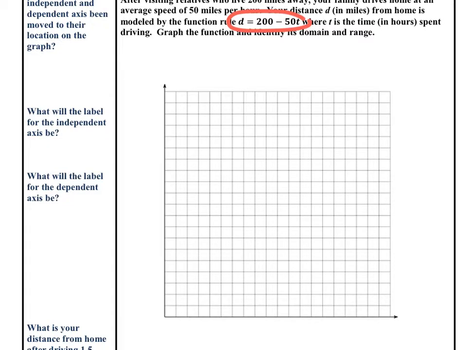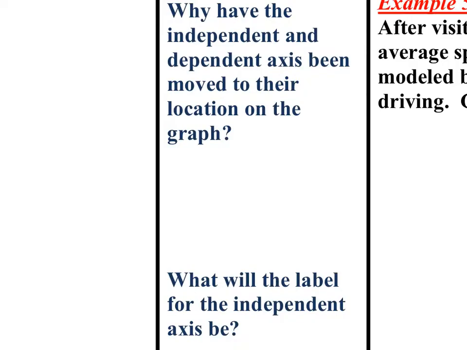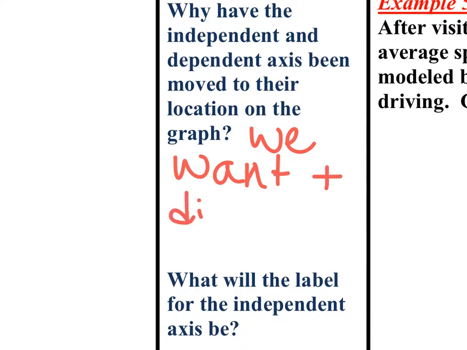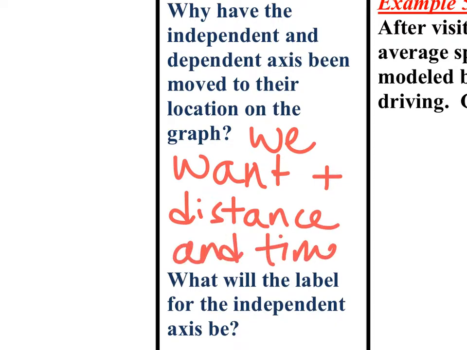Xander, go ahead. Why are they moved? Because it's the only quadrant that doesn't have any negatives. Can you have negative time in this? No, not in this world. And you can't really have negative distance. So it's because we only want positive. So the reason is because we want positive distance and time. It would not make sense to include the negatives on here because we can't use those values.